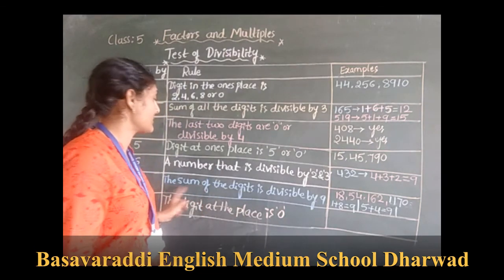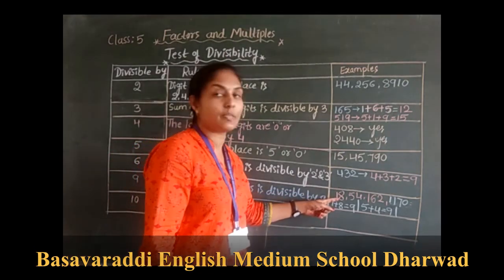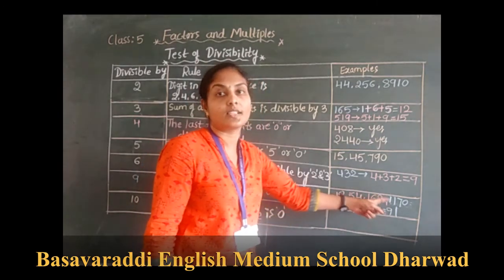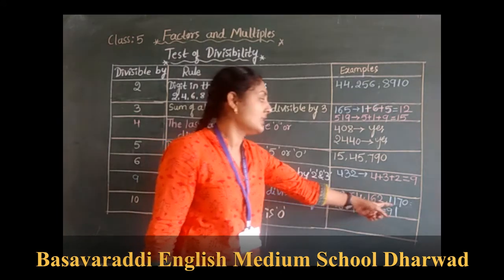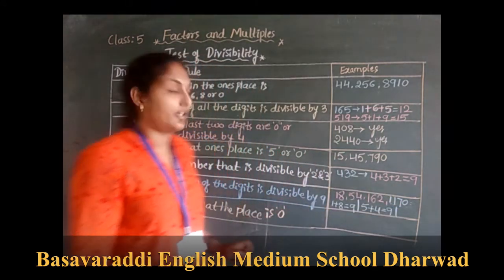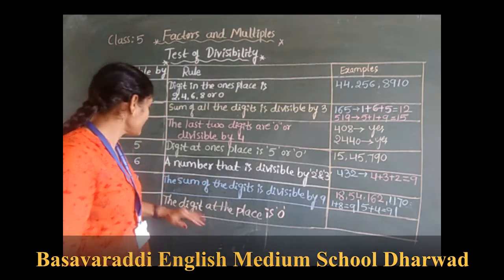What is the ninth rule there? The sum of the digits is divisible by 9. 18 is divisible by 9, and 54 is divisible by 9. Then 162 is divisible by 9. 1170 is also divisible by 9. Yes, I hope the ninth rule is clear here.